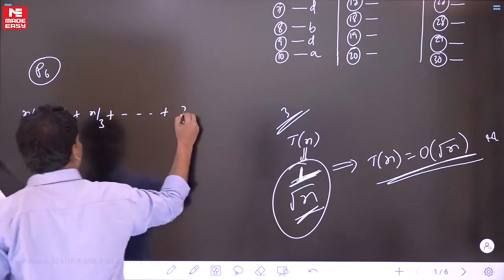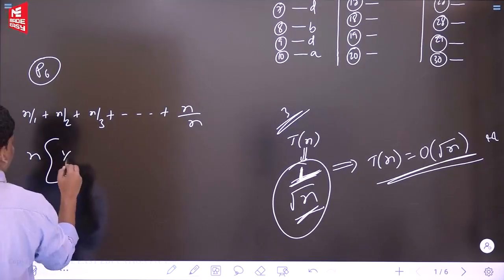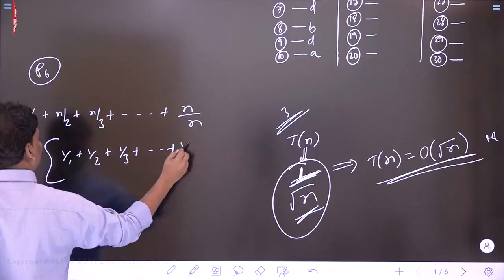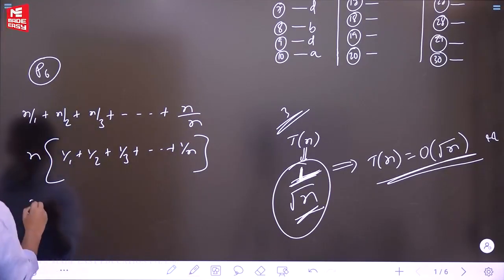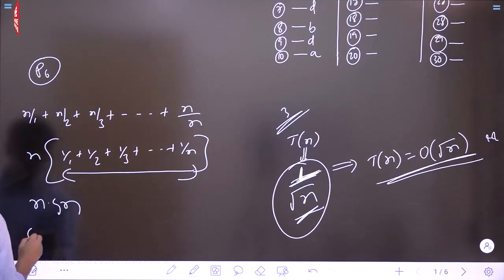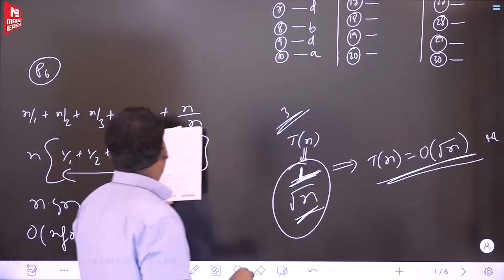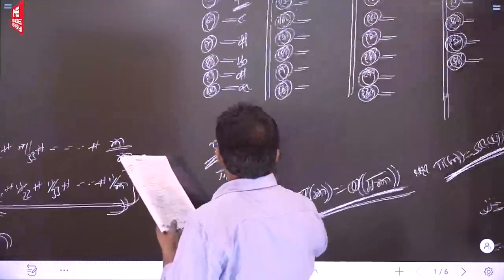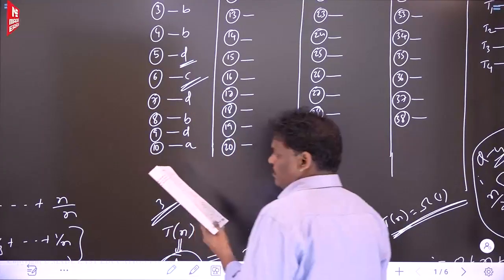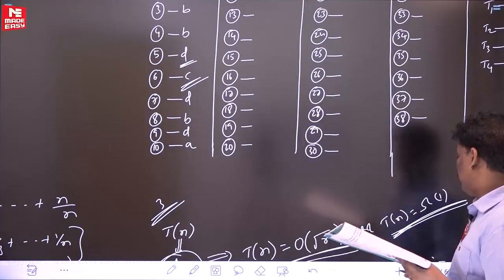What is the last one? N by n approximately. So taking n common, remaining 1 by 1 plus 1 by 2 plus 1 by 3 plus up to 1 by n. This series is a log n series. So n log n. The answer is n log n. For problem number 6, the answer is n log n. Which option? I think C. For question number 6, the answer is C. Right? Go to question number 7.